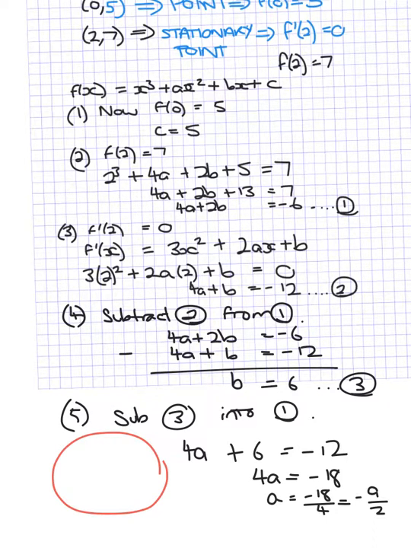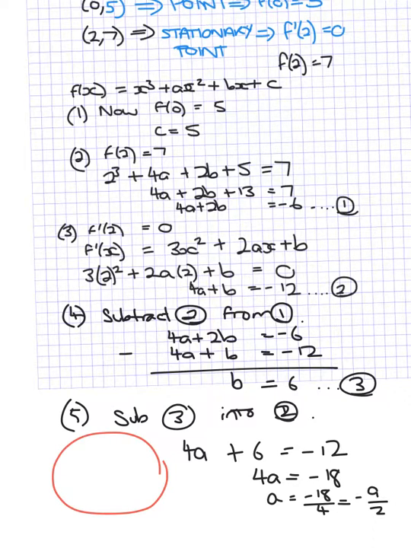What you've listed as equation 1 is 4a plus 2b. 4a plus 2b equals negative 6. So then sub 3 into 1 would be 4a plus 6. 2 lots of 6. Okay, I get what you're saying. So I subbed 3 into 2, didn't I? Is that what I did? Yes, you said 3. Brilliant. Thank you.